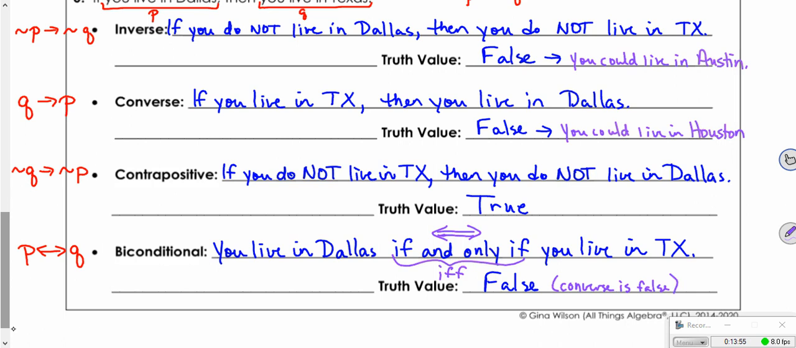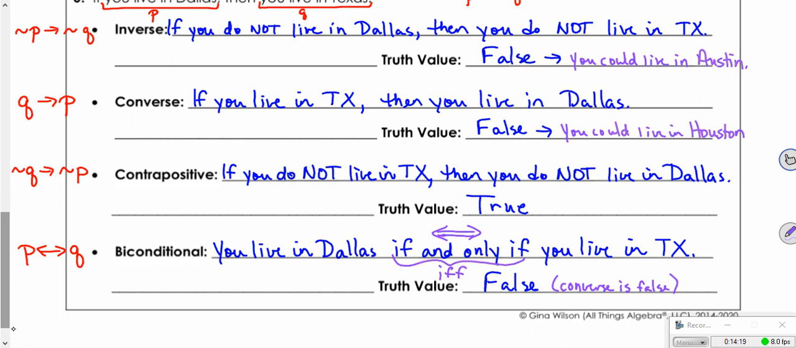Okay, so one direction is true. You live in Texas if you live in Dallas. That's true. But you live in Dallas if you live in Texas is not true. Okay, so it's only true one direction, not both. In order for a biconditional statement to be true, it has to be true going both directions.